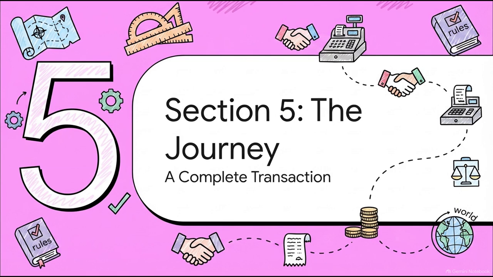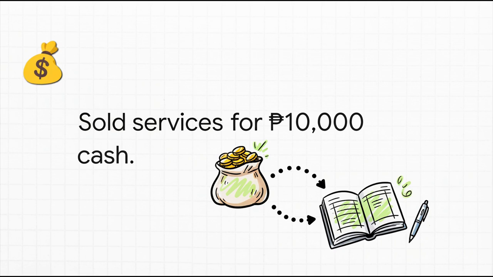All right, we've got our maps, we've got our tools, and we definitely know the rules. Let's move to and see how this builds into a real-world scenario. Here is our starting point, our business event. We sold services for 10,000 pesos in cash. This is the raw, everyday reality of what happened today. Now let's process it through our ecosystem.